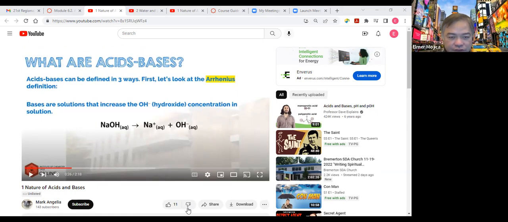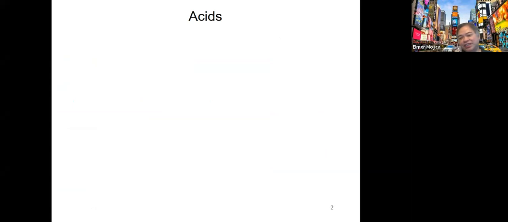You share. Okay, so let's go to the definition of acids and bases. Because yun yung first doon, yung tinatawag nating learning outcomes, of the acids and bases. The first learning outcome describes acids and bases, specifically using the Bronsted-Lowry definition.